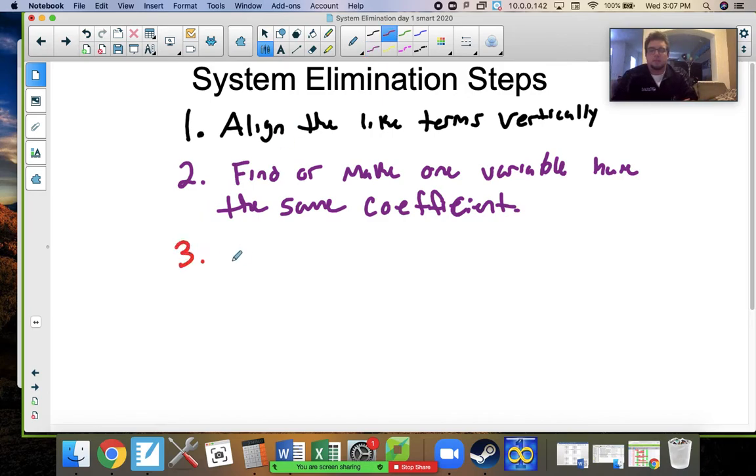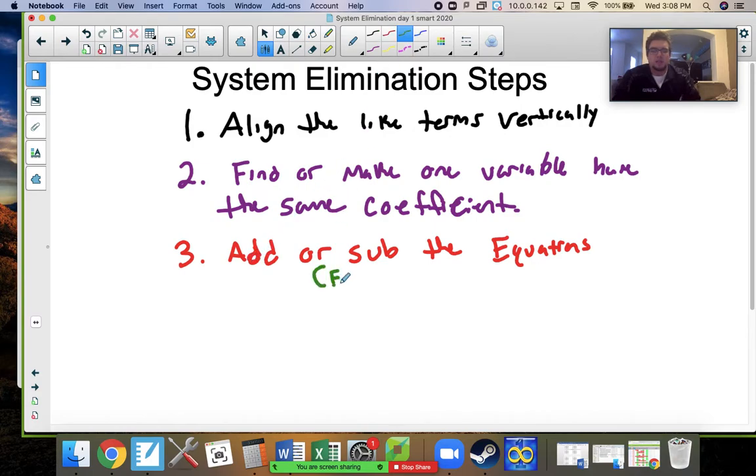Then step number 3, we're going to add or subtract the equations together. We're going to set up a giant addition or subtraction problem to hopefully eliminate one of our variables. That's the whole goal, is when we do this addition part right here, this is where this method gets its name. Something should be eliminated right here, either the x or the y.